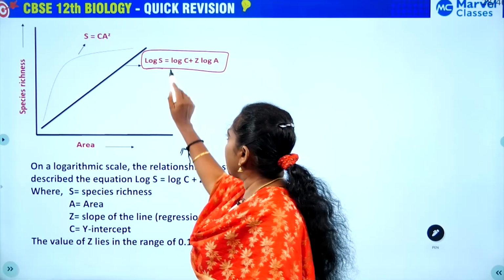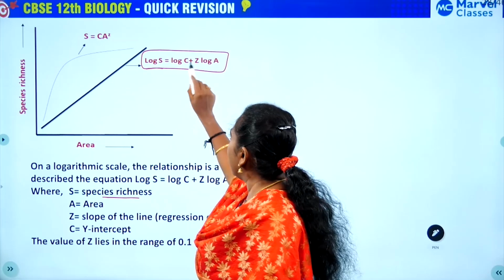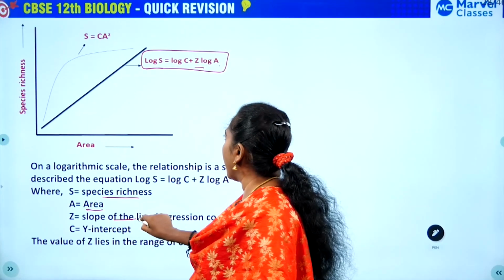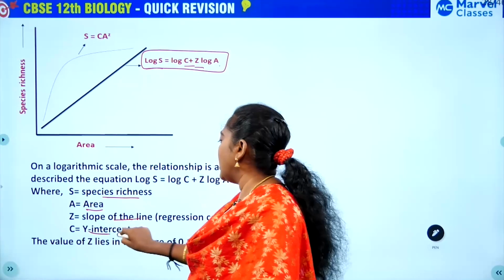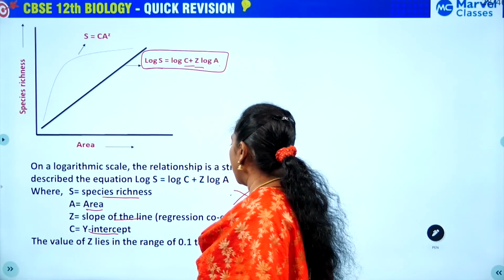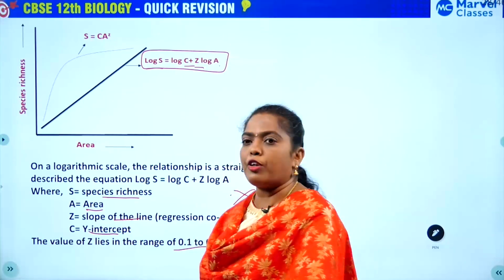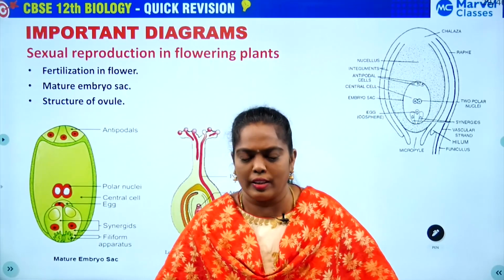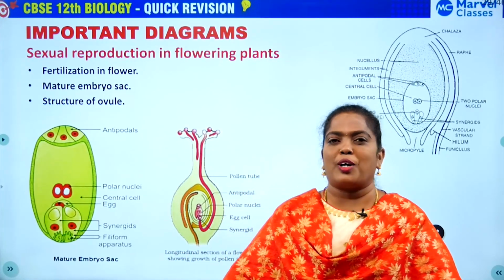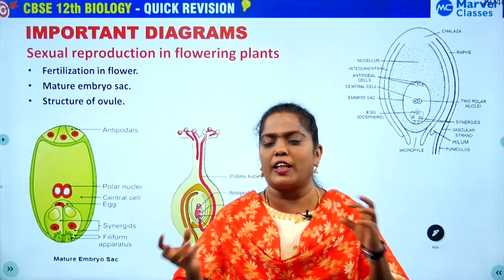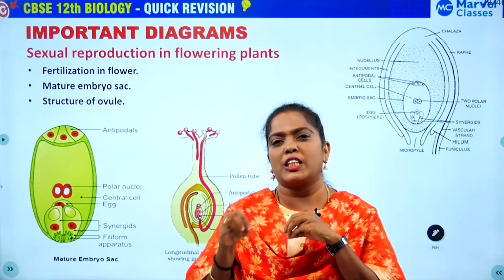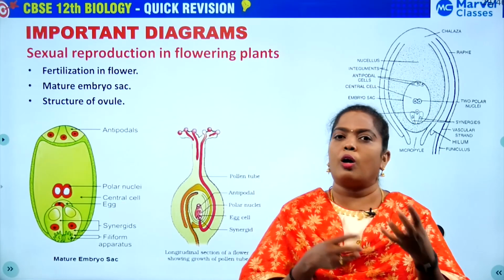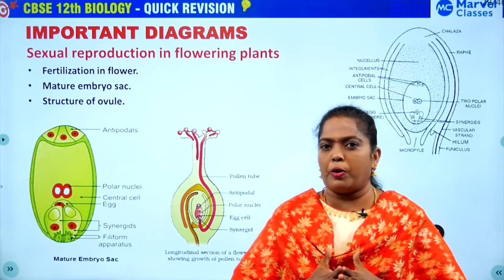And in this equation, S stands for species richness, and A stands for area, Z is the slope of the line, and C is the y-intercept, like that you have to write. Normally these values will be from 0.1 to 0.2. Then with this we have covered the entire chapters and the important questions in each and every chapter, and in between I have given some tricks on how you have to present the paper also.